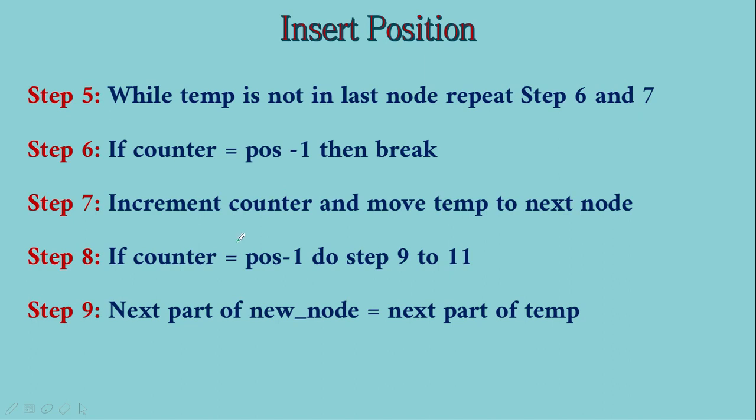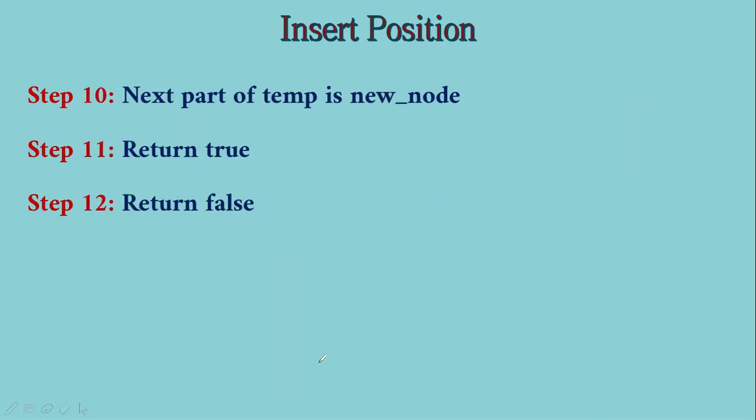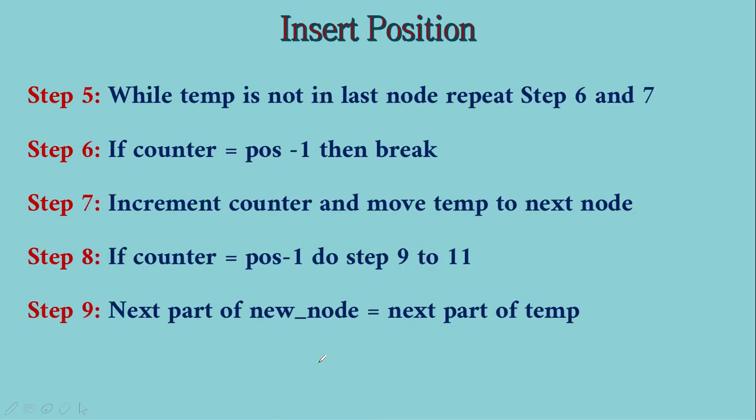After coming out of the loop, you have to check whether the position is valid. The position is valid if the counter value is equal to position -1, then we can understand that the position is valid, right? So if the condition is satisfied, repeat step number 9 to 11. So in 9 you are making the next part of the new node equal to next part of the temp, and in step number 10 you are going to tell next part of temp is new node, and you will return true if this condition is satisfied, and if none of these conditions are satisfied, then we are going to return false.